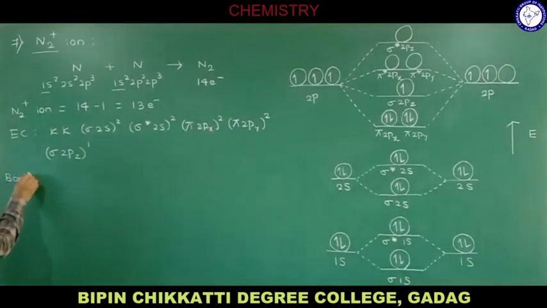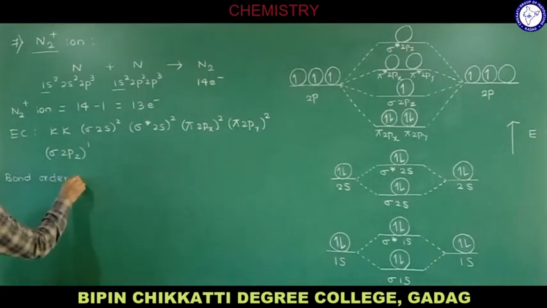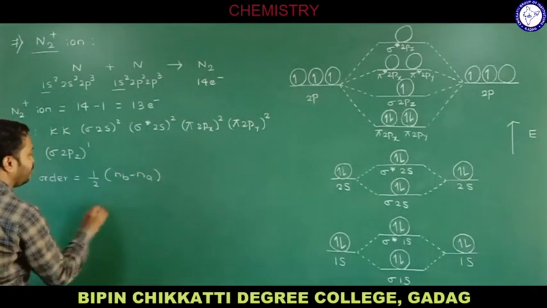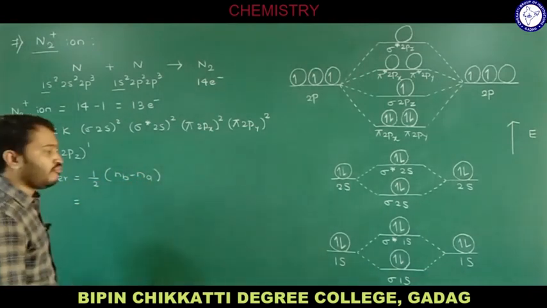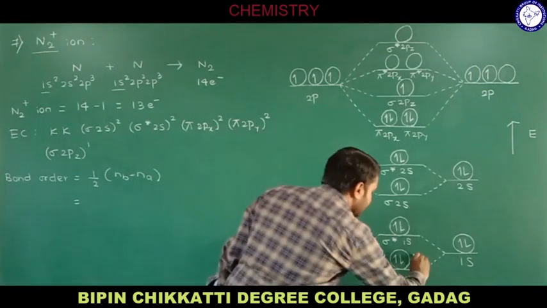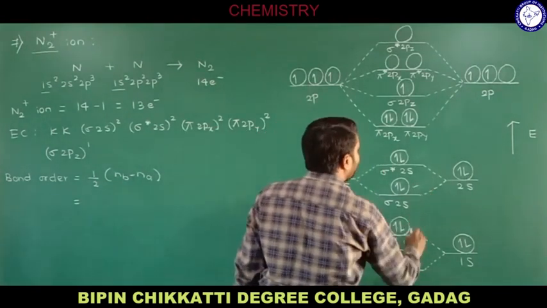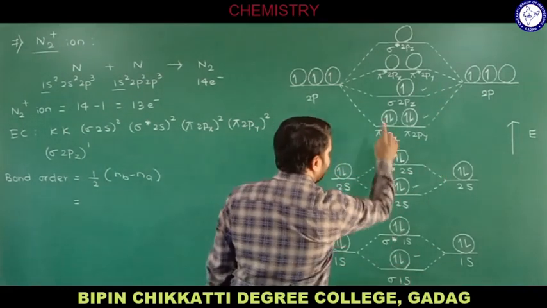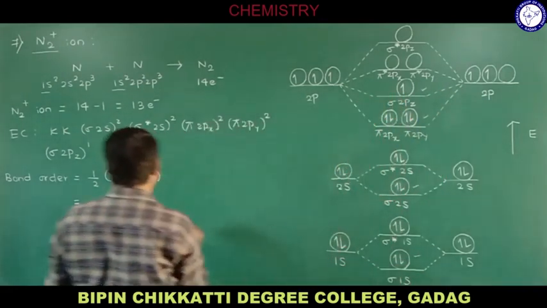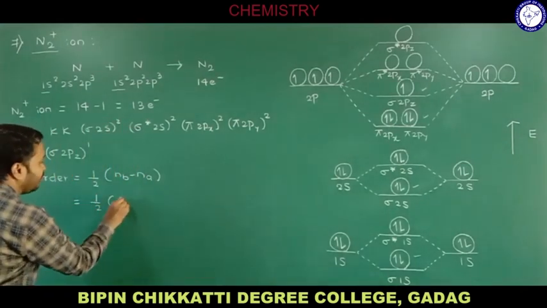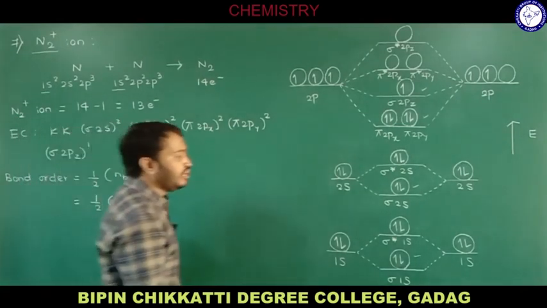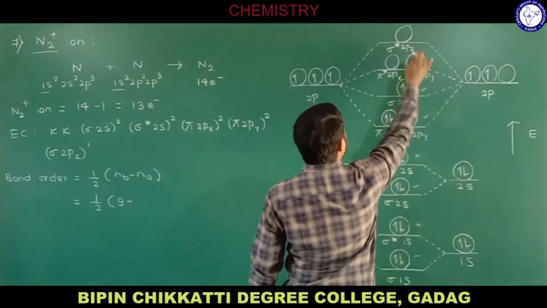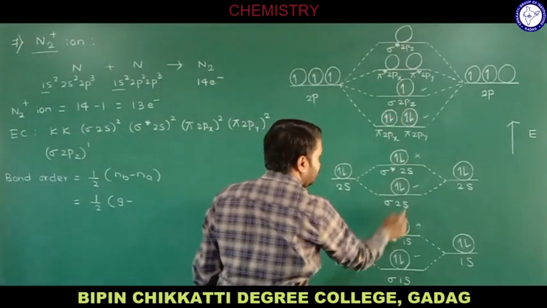We'll see the bond order. Bond order is 1 by 2 into Nb minus Na: the number of electrons in bonding molecular orbitals minus the number of electrons in anti-bonding molecular orbitals. These are all bonding molecular orbitals: 1, 2, 3, 4, 5, 6, 7, 8, 9. So the number of electrons in bonding orbitals is 9. Among the anti-bonding molecular orbitals, we don't have any electrons in some, and 2 plus 2, 4 we have.